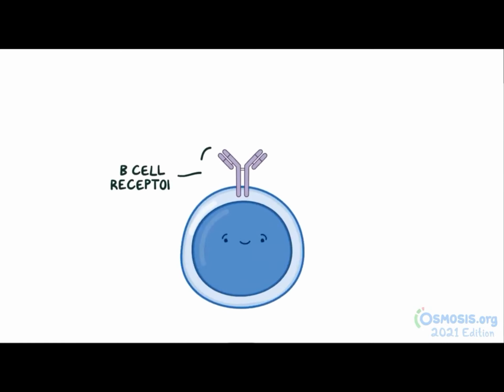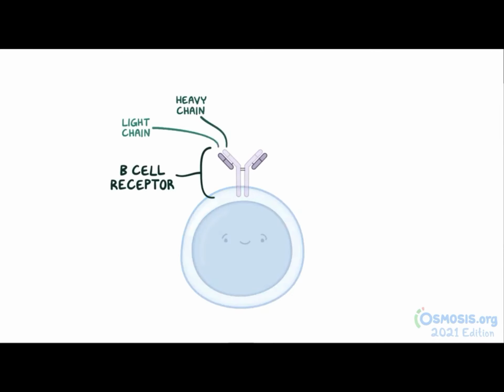The B cell receptor is essentially an antibody, except that it has a transmembrane part that goes through the membrane, attaching the receptor to the surface of the B cell. The B cell receptor has two heavy chains and two light chains. And the region or fragment of the B cell receptor that binds the antigen is called the fragment antigen binding, or FAB region. The FAB region is where the ends of the heavy and light chains meet, and there are two FAB fragments on each B cell receptor.